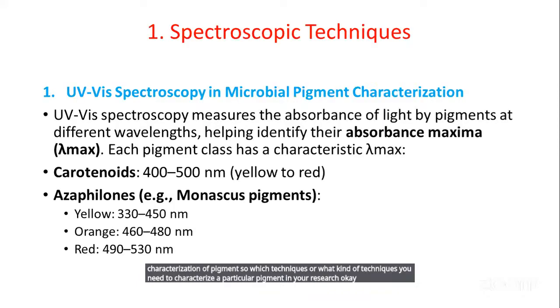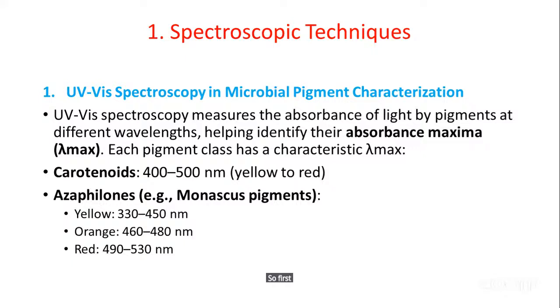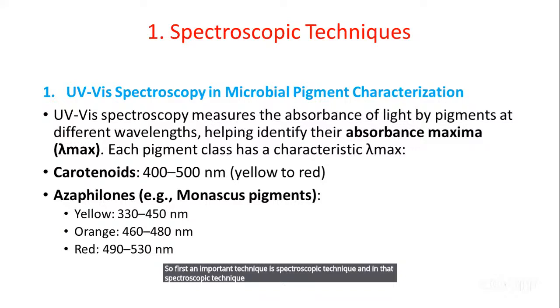Now, let's talk about the important techniques in characterization of pigment. Which techniques, or what kind of techniques, do you need to characterize a particular pigment in your research? First, an important technique is the spectroscopic technique. And in that, the first specific technique is UV visible spectroscopy. We use this UV visible spectroscopy in microbial pigment characterization.